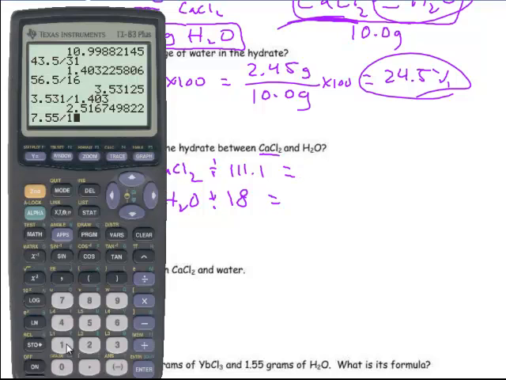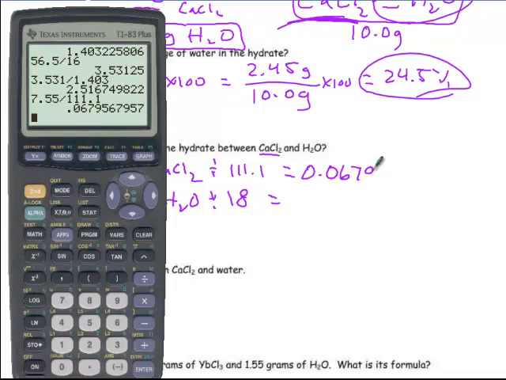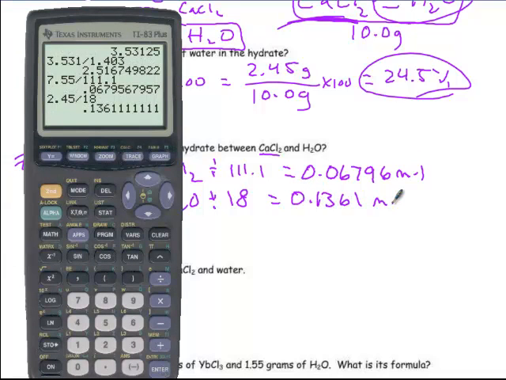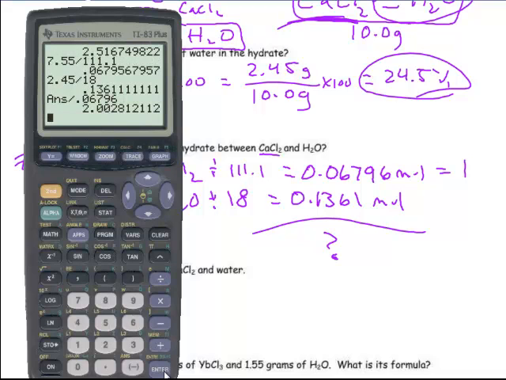7.55 divided by 111.1, 0.06796 moles. Again, keeping an extra one. 2.45 divided by 18, molar mass of water. 0.1361 moles. Here's our thinking step again. I have to divide by the smaller one, which ends up being this one, and it should always end up being that one in the problems that we're doing. So now I'm dividing by 0.06796 into the moles of water.